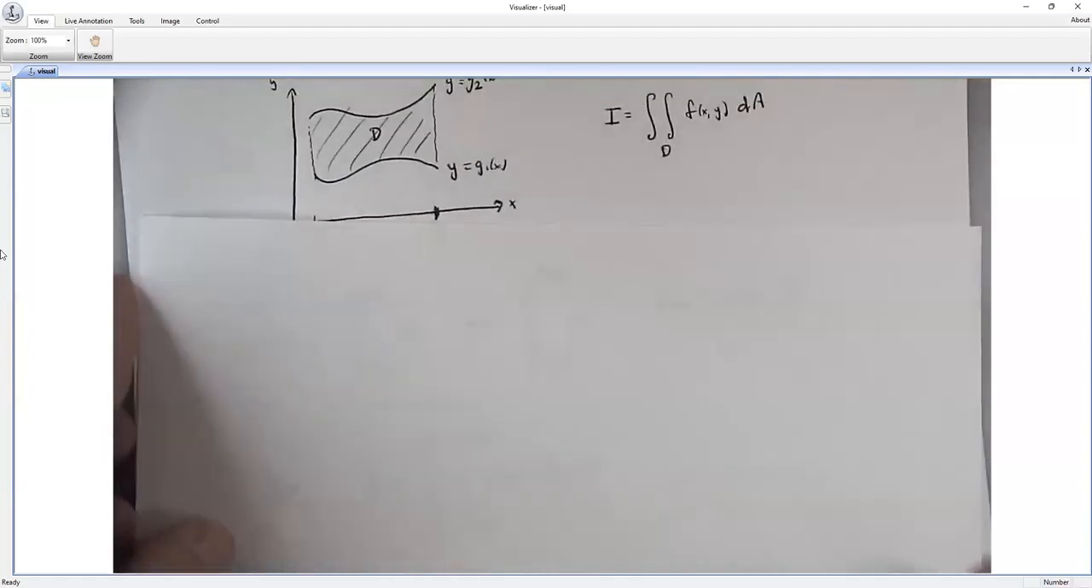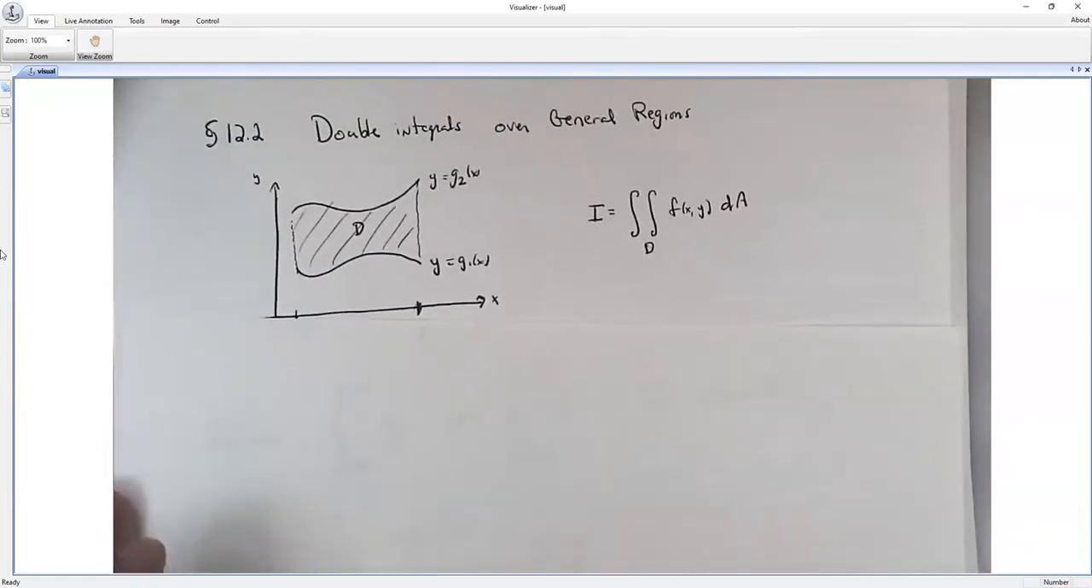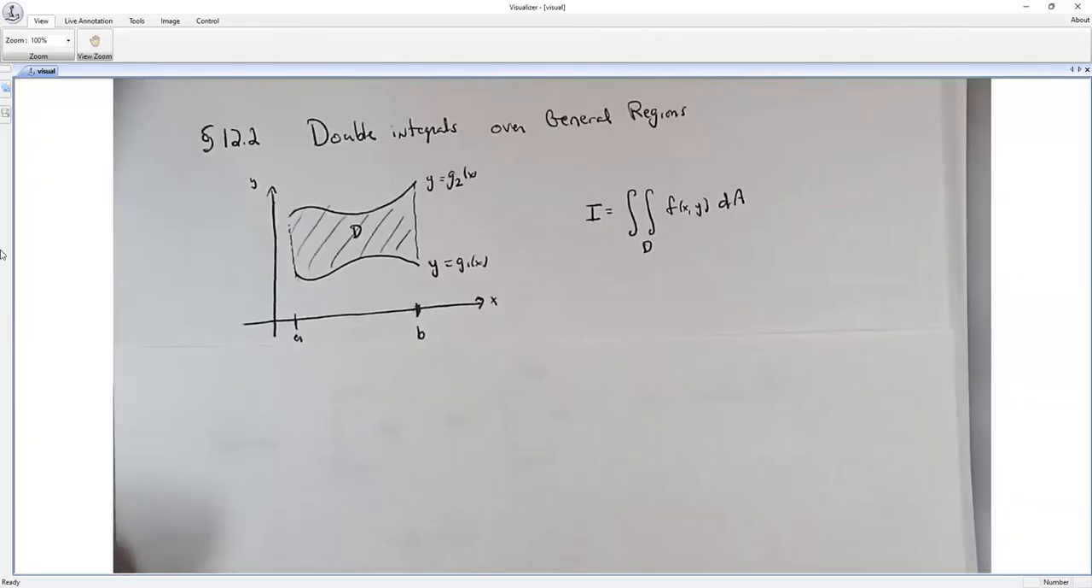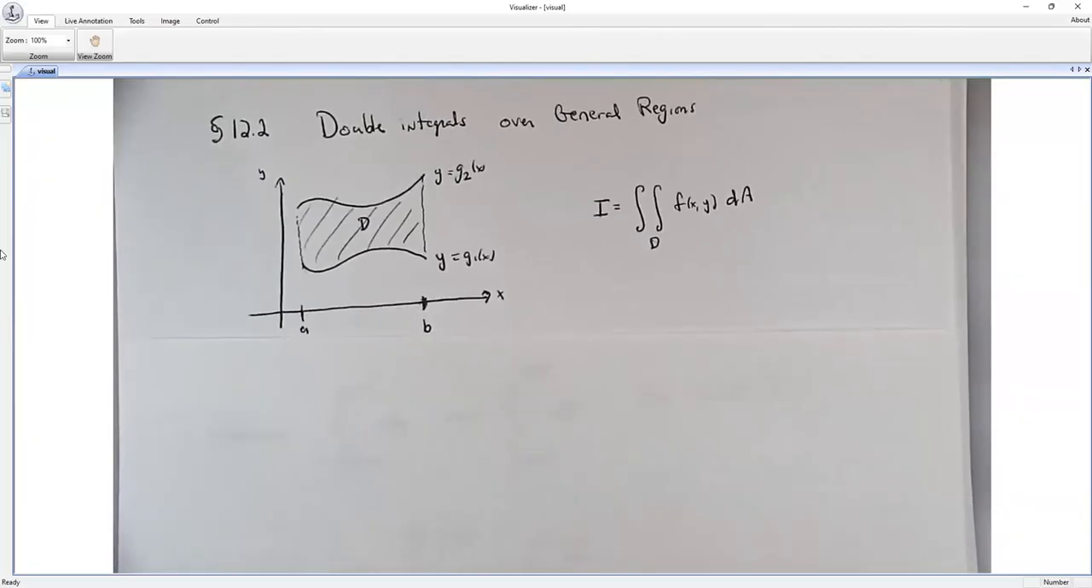All right. Section 12.2. Double integral over general regions. General regions versus square regions. So I'm going to go back and pull some stuff that I taught most of you guys when you had me for your Calc 2 professor.